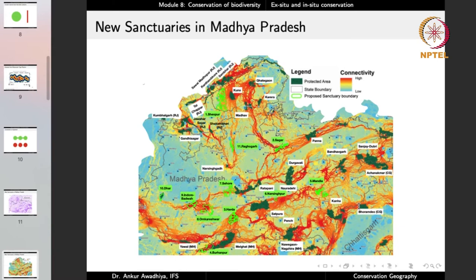Now, Madhya Pradesh being the tiger state of the country, we can look at the tiger connectivity between all of these different areas. Now, this red color is showing us the tiger connectivity. So these areas have a substantial amount of tiger connectivity, meaning that it is known that tigers move from one place to another place by taking these routes, these dark colored routes. So if we wanted to make new sanctuaries in Madhya Pradesh, we would prefer to make them in these locations.